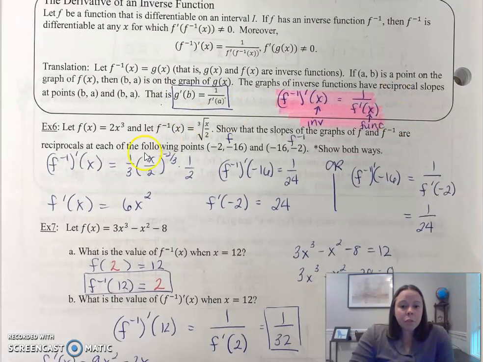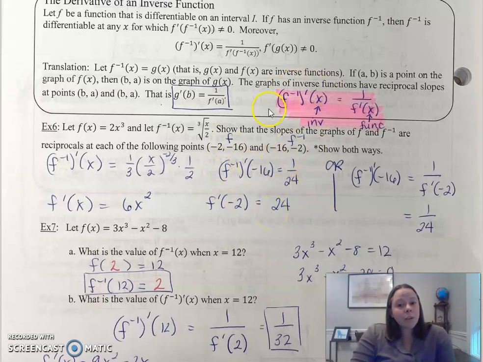So that's what I'm demonstrating here. We found the derivative of the function, plugged in -2, and got the slope. Then we found the derivative of the inverse, plugged in -16. Remember, these are the corresponding points. Plugged in -16 into the derivative, and it got 1/24. So that just confirms what we already knew. The slopes are reciprocals at the corresponding points.